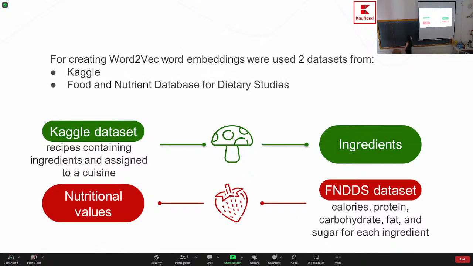For creating the ingredient similarities, word2vec word embeddings were used, along with 2 data sets: one from Kaggle, which contained the recipes and their ingredients, and another one from the Food and Nutrition database for dietary studies, which contained the ingredients, and for each ingredient its calories, protein, carbohydrate, fat, and sugar. As a result, the model not only predicts which ingredients are similar, it also gives insights about the nutritional values.